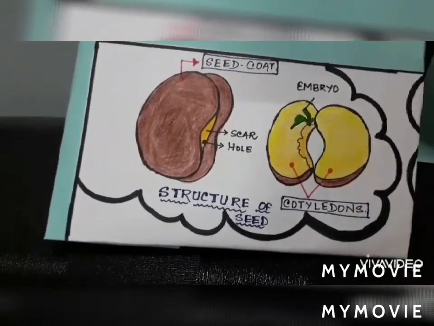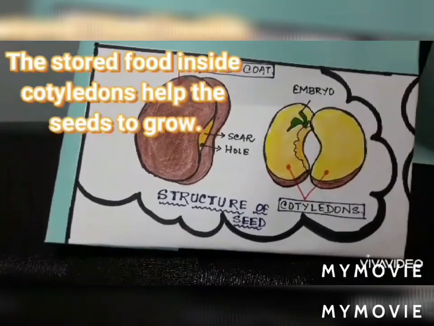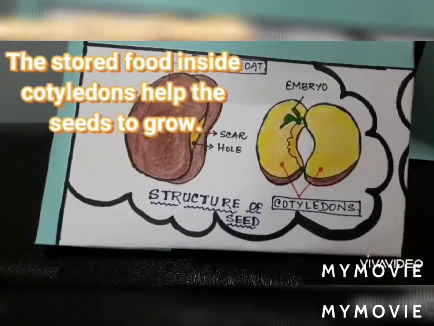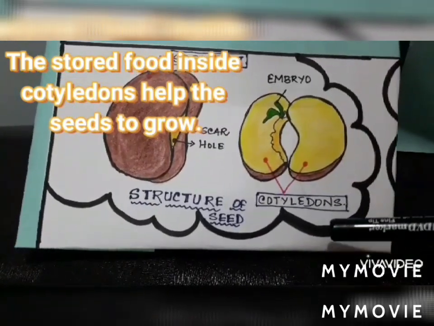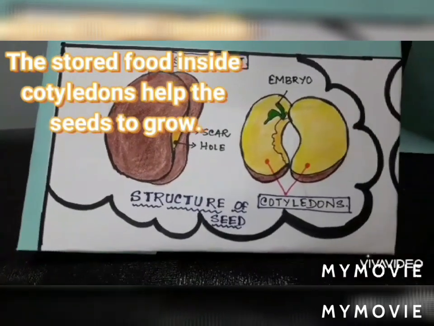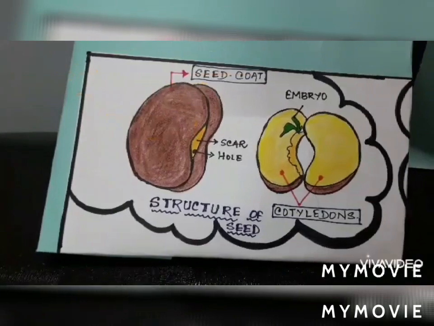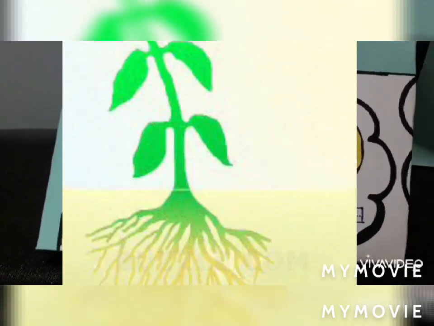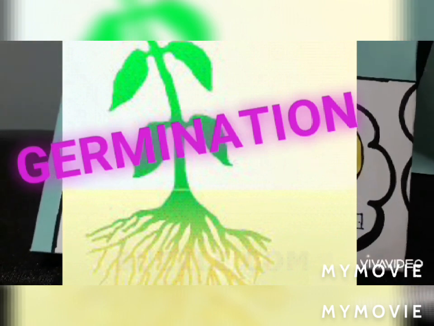The food which is stored inside the cotyledons helps the seeds to grow. The food contained or stored inside the cotyledon helps the seeds to start growing. So, the entire process of the growth of this baby plant from a seed to a new plant is called germination. Clear?